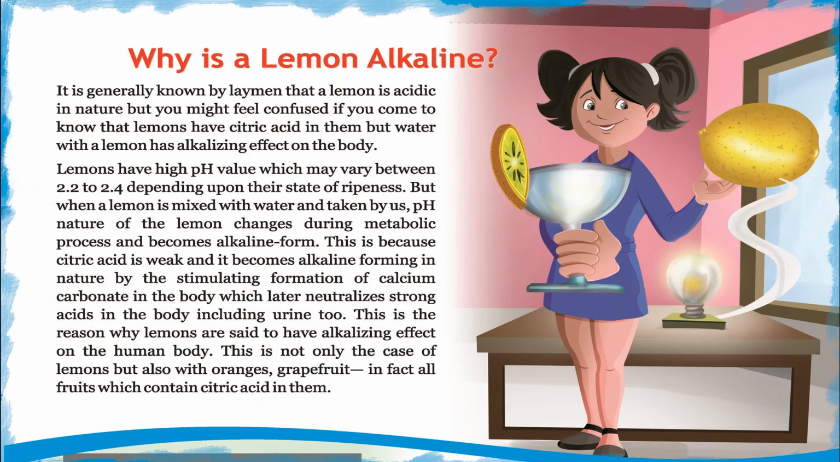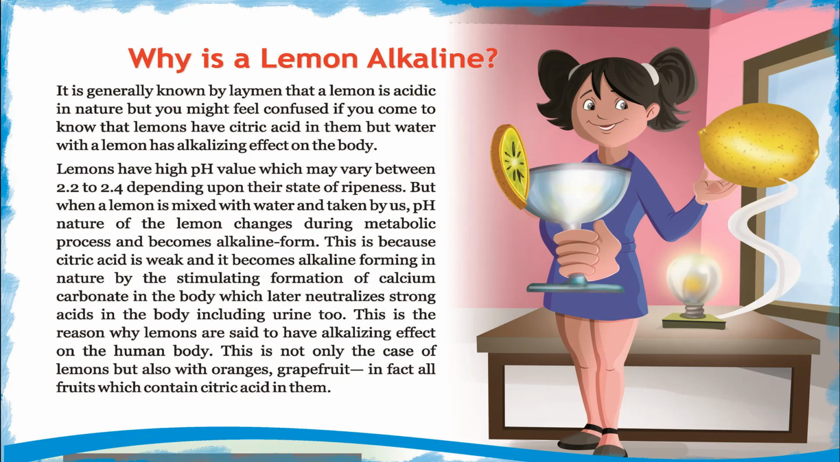Why is the lemon alkaline? It is generally known by laymen that a lemon is acidic in nature, but you might feel confused if you come to know that lemons have citric acid in them, but water with a lemon has an alkalizing effect on the body. Lemons have a low pH value, which may vary between 2.2 and 2.4 depending upon their state of ripeness.